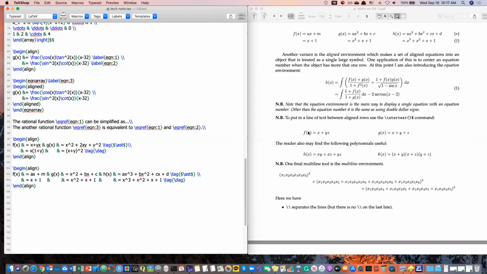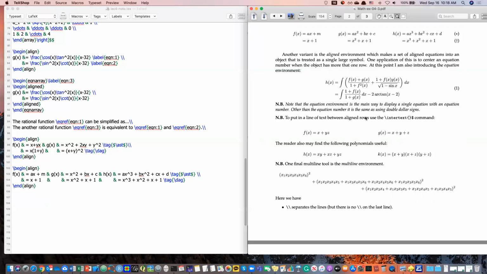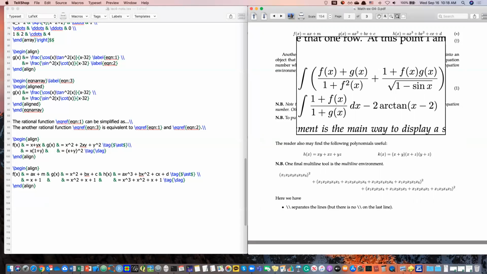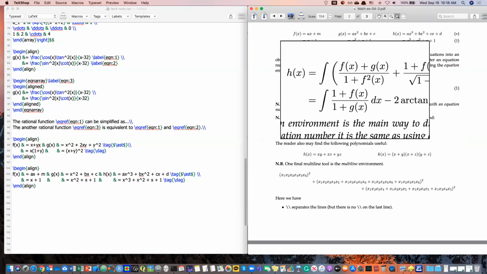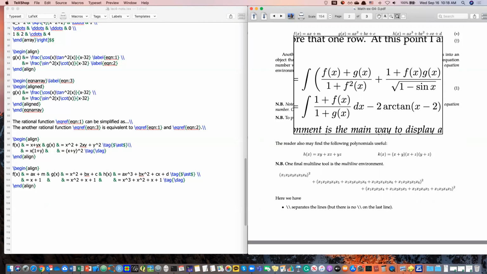To put in a line of text between rows, use the intertext command. By the way, please try to replicate these expressions, the two-line math expressions, and then compare your syntax, your LaTeX, with the LaTeX of these examples.